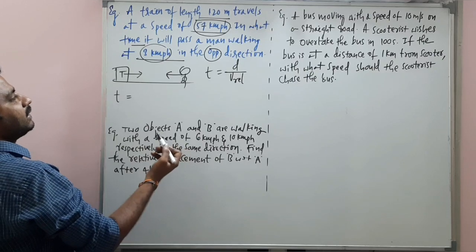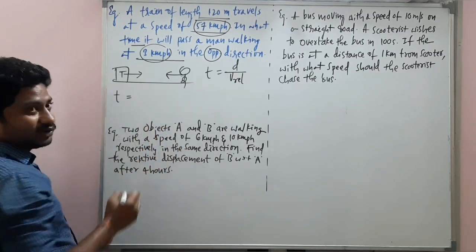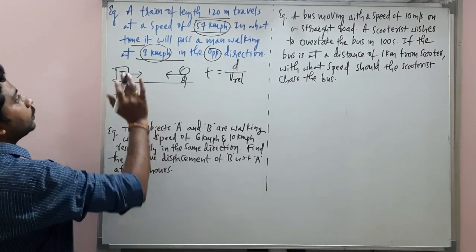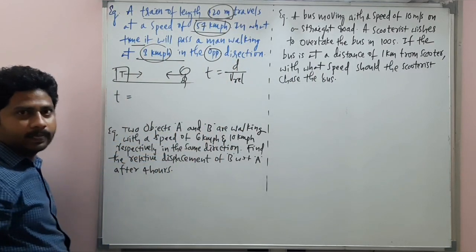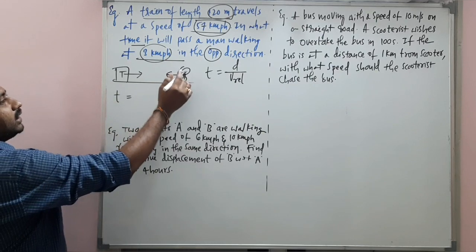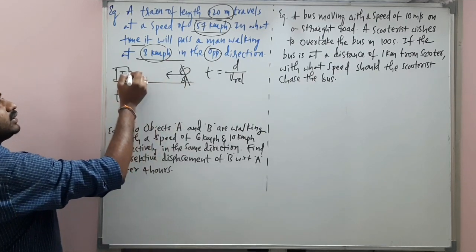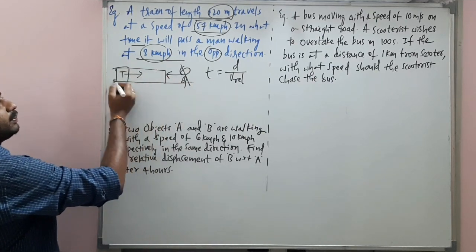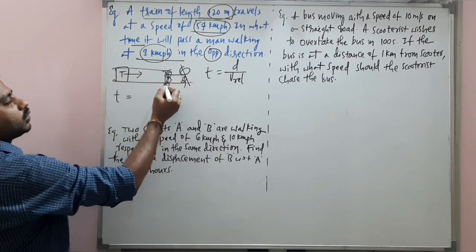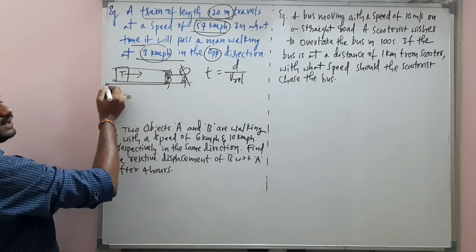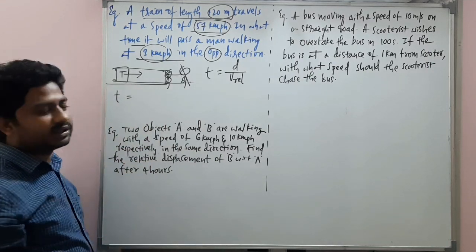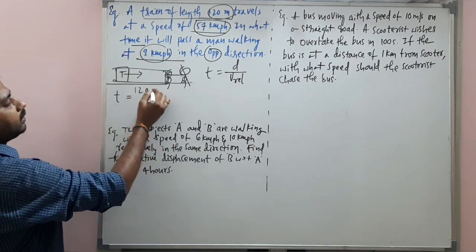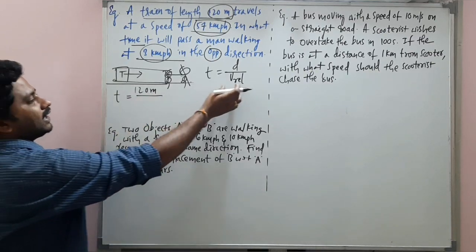It's clearly mentioned. Initially this is not the situation, okay? Now, a train of length 120 meters. Initially the person is not here. If this is the train, the person is here. So he is passing the train. That means he is covering the distance of 120 meters here. So 120 meters divided by relative velocity.